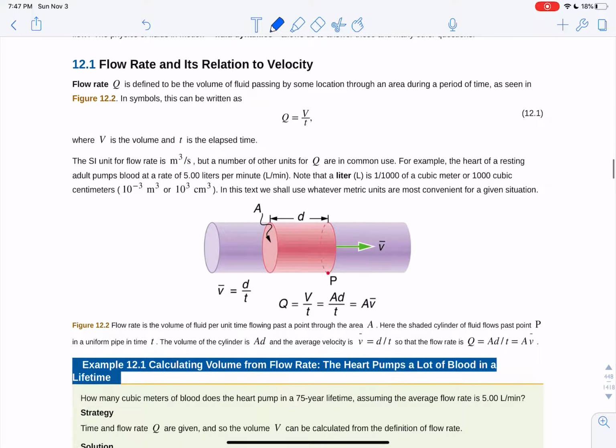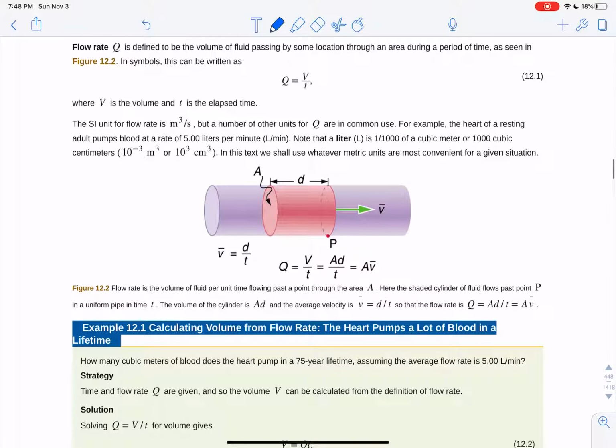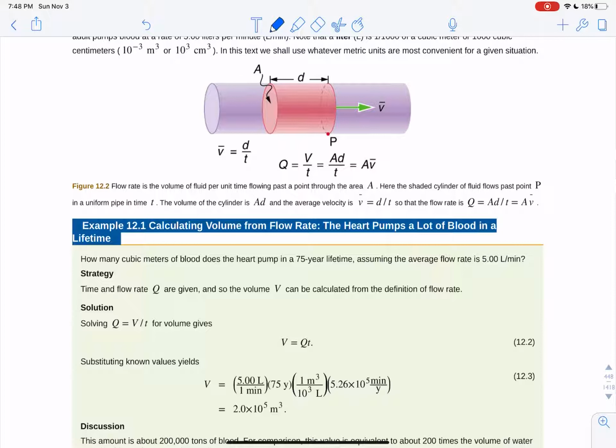Okay, so the unit for volume is liter, and the flow rate is meters cubed per second. Sometimes we use liters, sometimes centimeters cubed or some other unit, but meters cubed per second is the SI unit of Q, the flow rate. So that's the definition of flow rate. If you have this amount of water flowing that distance in that time, that is flow rate.